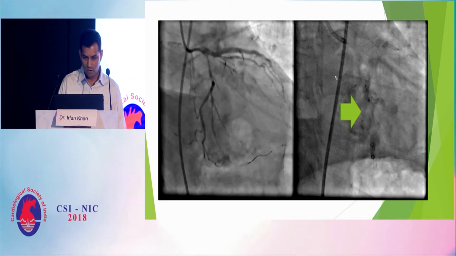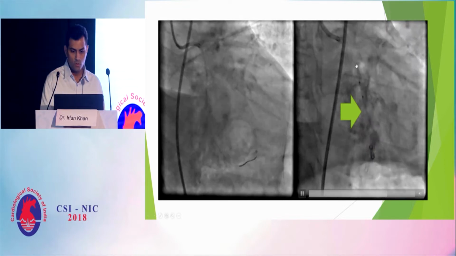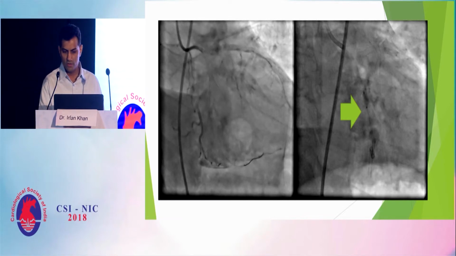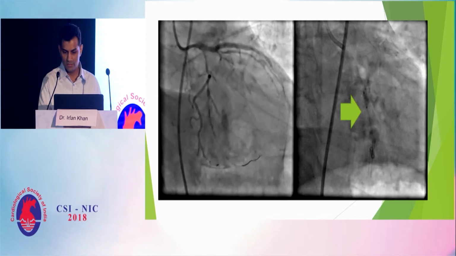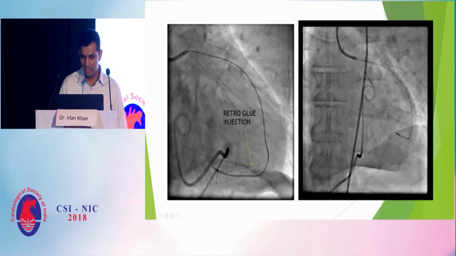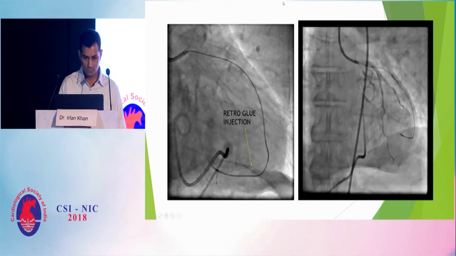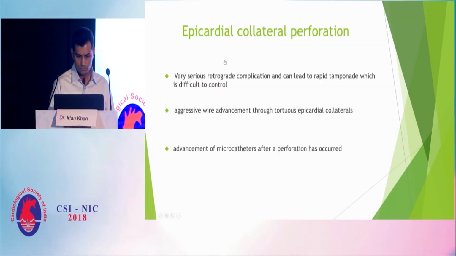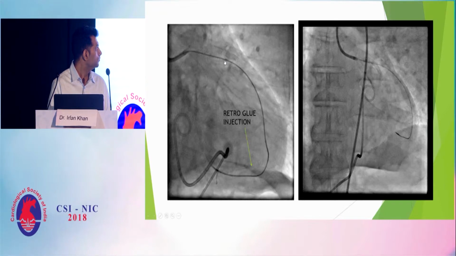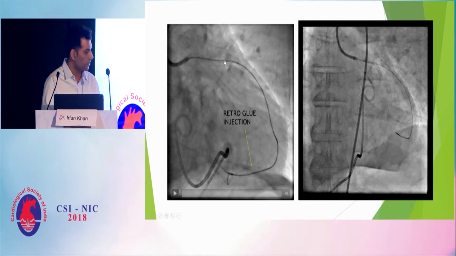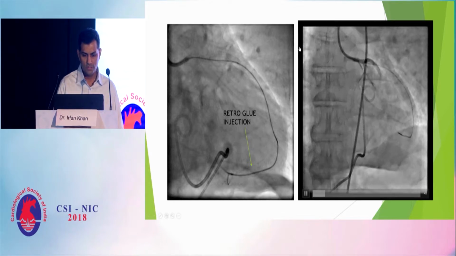So then what he did was he tried to close that with a balloon inflation, but despite the balloon inflation and pericardiocentesis, the patient still had persistent hypotension. So it was decided that we had to do a retrograde injection and try to see whether it closes itself or not. A microcatheter was passed retrogradely, and we tried to close that with a retrograde injection.